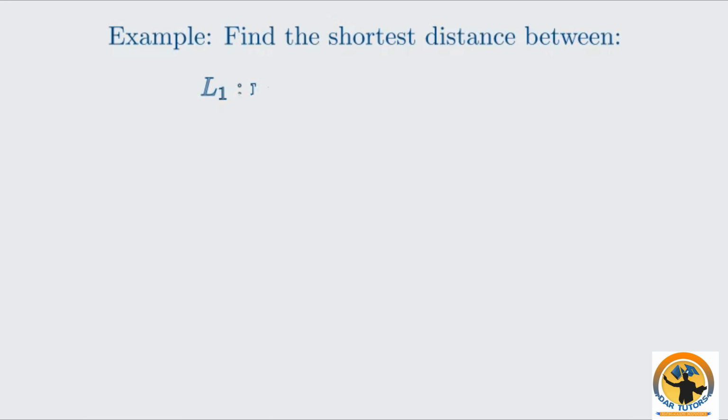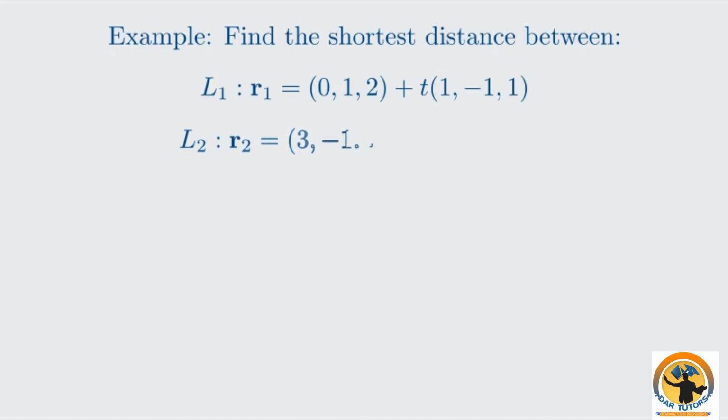This gives us a powerful method. Let's apply it to an example. Find the shortest distance between the lines L1 and L2. L1 has direction vector v equals (1, -1, 1), and L2 has direction vector w equals (-1, 2, -1). Step 1. Find the cross product of the direction vectors.